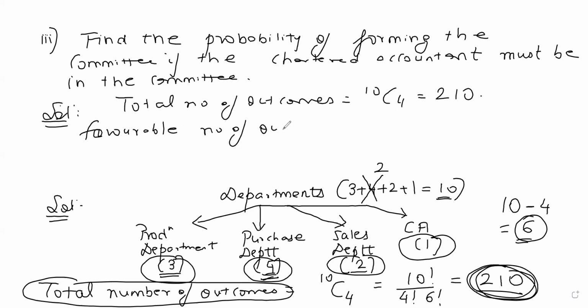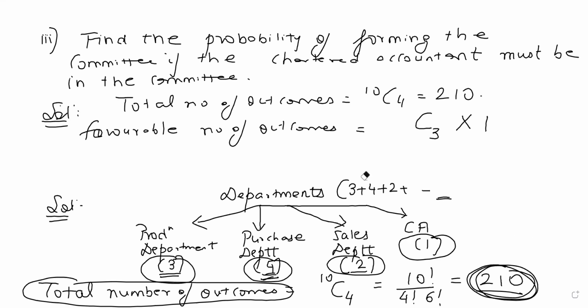Now one chartered accountant should be there. So one chartered accountant is there, and now I need to select only 3 people because the committee should consist of 4 people. I have already selected the CA. So now 3 people I need to select from how many people? Since I've already selected the CA, the department has how many people now? The department in total had 3 plus 4 plus 2 plus 1, which is 10 people, right?